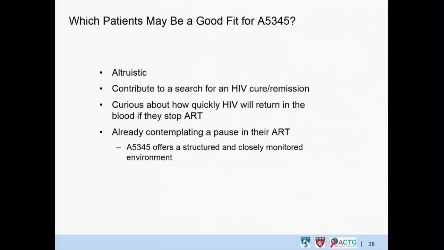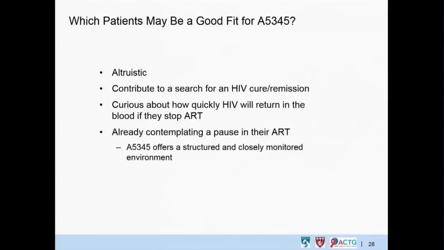Which patients might be a good fit to be a participant for 5345? Well, of course, individuals who are altruistic, want to contribute to a search for an HIV cure or remission, and are curious about how quickly HIV will return in the blood if they stop ART. Now, this trial itself does not have a vaccine or other intervention. We're really trying to see whether we can predict after someone stops therapy when the virus will come back.